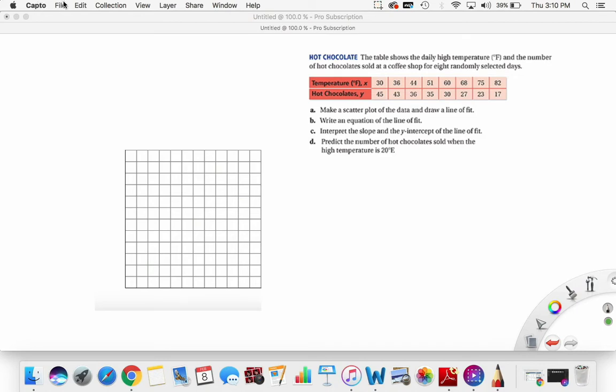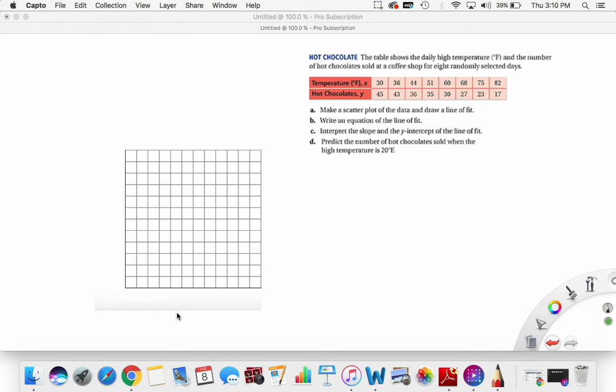It says the table shows the daily high temperature and the number of hot chocolates sold at a coffee shop for 8 randomly selected days. And as you can see, the information in the table is given. Part A says make a scatter plot of the data and draw a line of fit.